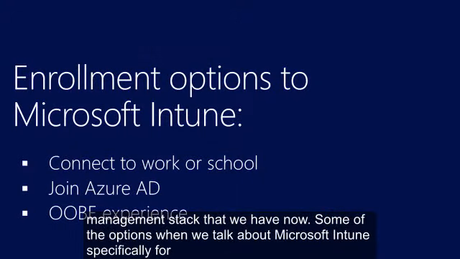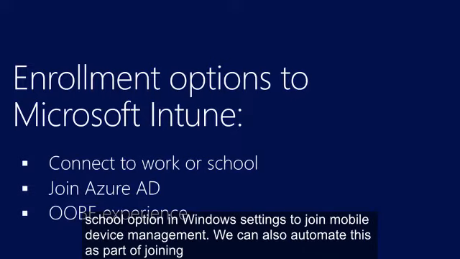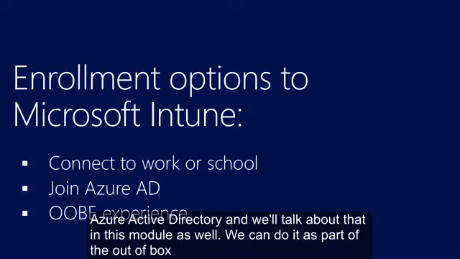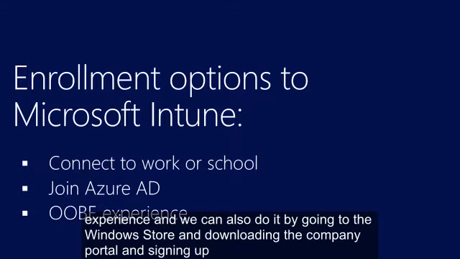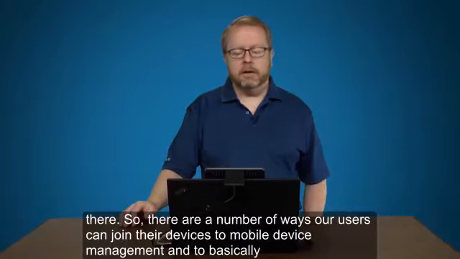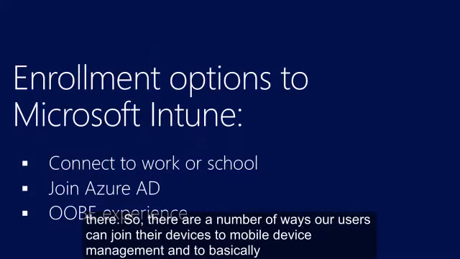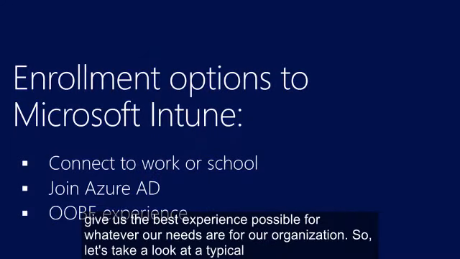Some of the options when we talk about Microsoft Intune specifically for joining mobile device management with Windows 10. We have the capability in the OS to use the Connect to Work or School option in Windows settings to join mobile device management. We can also automate this as part of joining Azure Active Directory, and we'll talk about that in this module as well. We can do it as part of the out-of-box experience, and we can also do it by going to the Windows Store and downloading the company portal and signing up there. So there are a number of ways our users can join their devices to mobile device management and to basically give us the best experience possible for whatever our needs are for our organization.